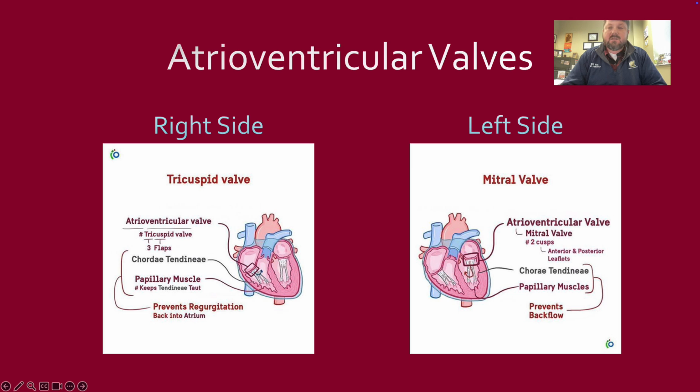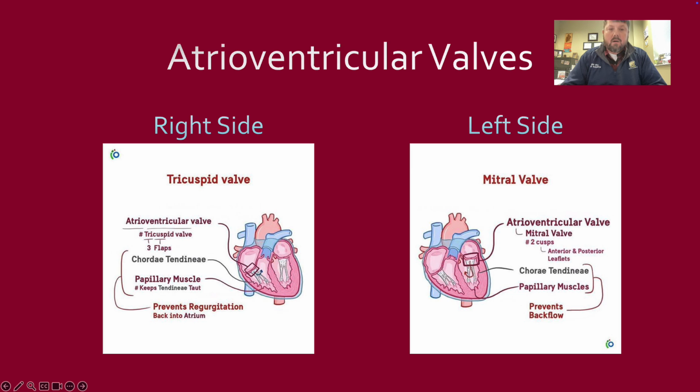It actually has 3 flaps or 3 cusps that open and close. These cusps are attached to papillary muscle by heartstrings, or the chordae tendineae. This prevents regurgitation from the right ventricle back into the right atrium.